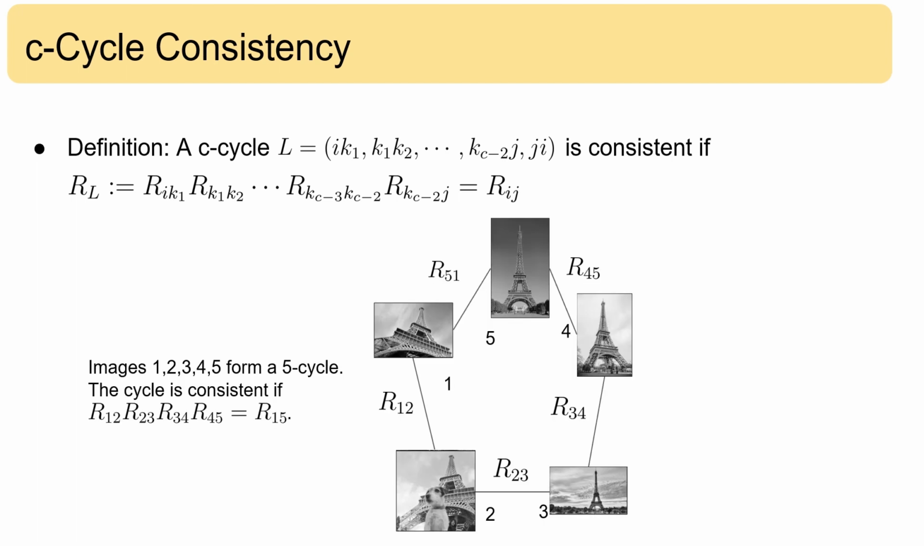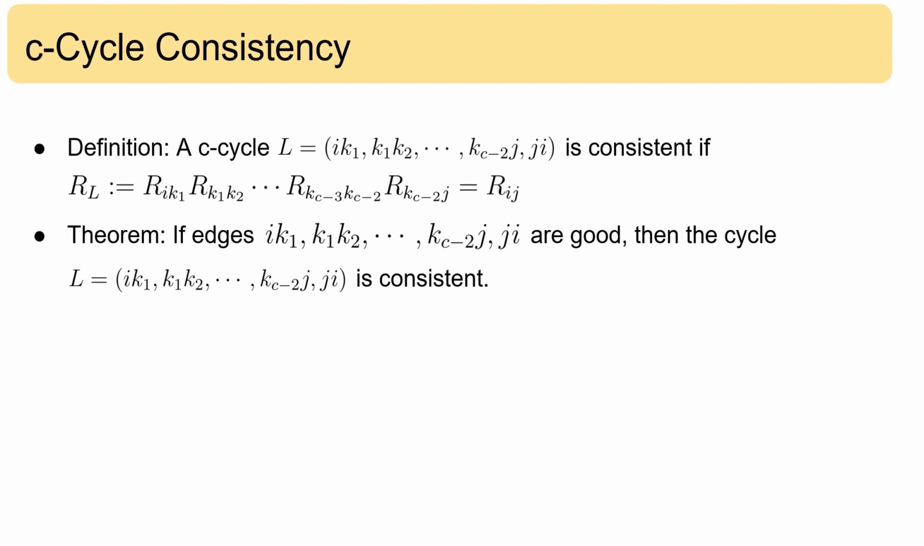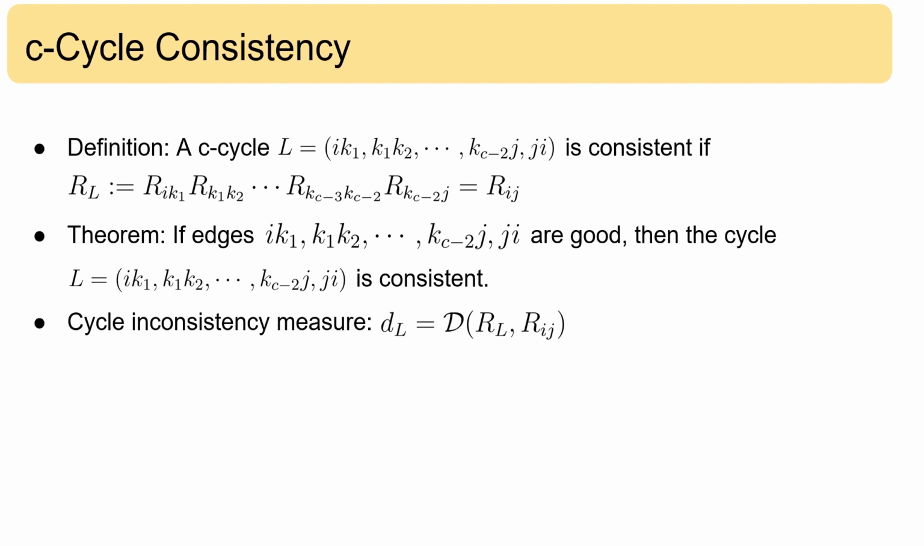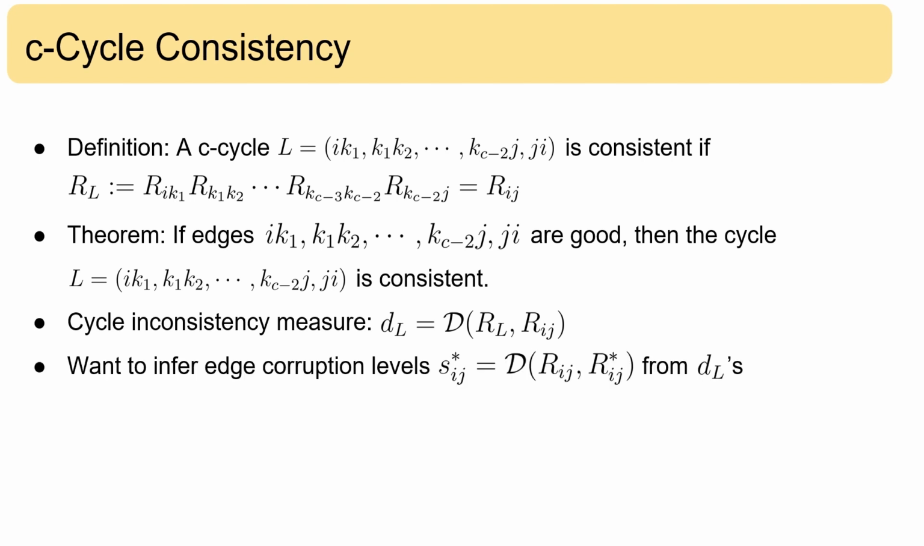Below we see an example of cycle consistent images 1, 2, 3, 4, and 5. Their relative rotations satisfy the cycle consistency constraint above. It holds true that if edges of the cycle L are good, then the cycle L is consistent. We have the natural cycle inconsistency measure d_L defined as the distance between R_L and R_ij, and we want to infer the edge corruption levels, the distance between R_ij and its ground truth, from the cycle inconsistency measures d_L.